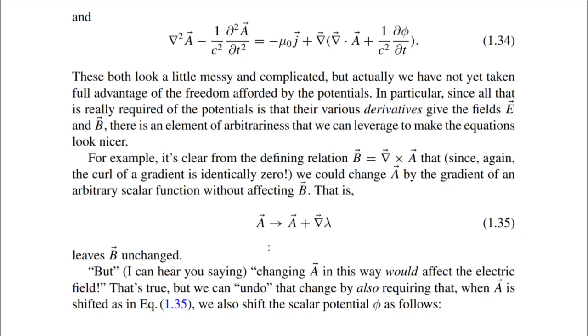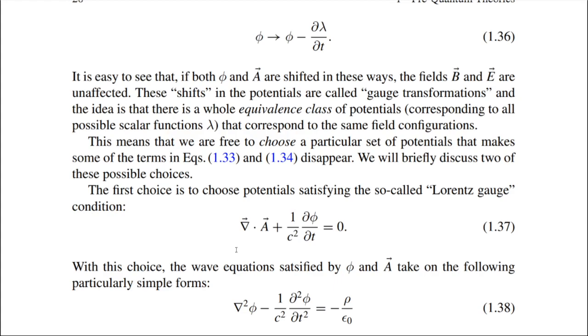So if you can read here, we can base the first choice to choose the potential satisfying the Lorentz gauge condition. The Lorentz gauge condition is such that you can select a term out of the equation to be zero, as they are abstract terms, not the basic terms as such. We can choose the abstract terms and equate them to zero, because it doesn't necessarily make any change to the original equation.